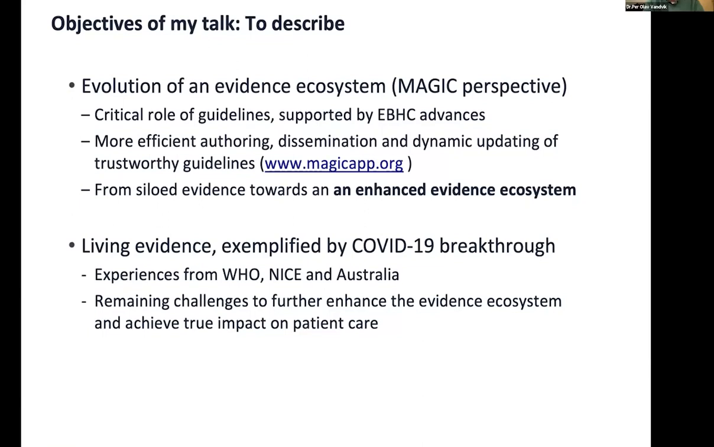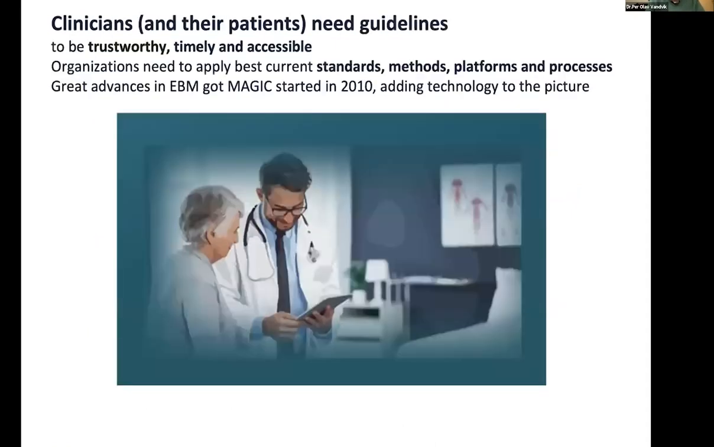And then I'll show how this all has worked in the COVID-19 pandemic, particularly focusing on living systematic reviews and living guidelines, and then highlight some definite challenges, in particular to reach global impact on whatever we do in evidence healthcare and guidelines.